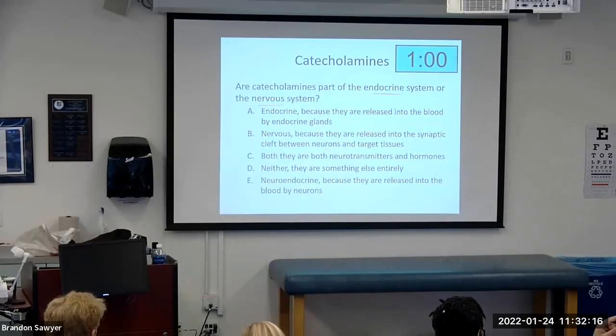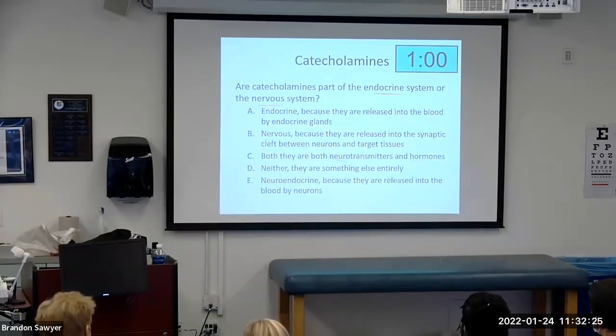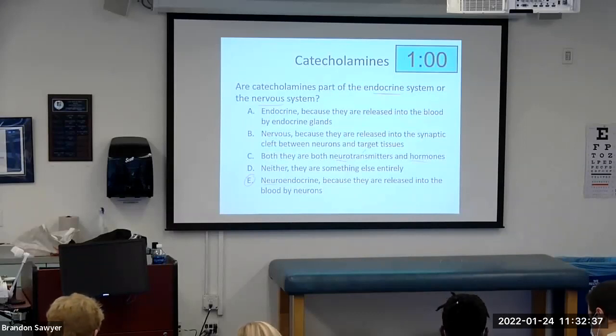But what do these things get released into? The blood. Yeah, so they're kind of a crossover. They're between the two, right? And so a lot of you said both. They're neurotransmitters and hormones. Some of you said this. And yeah, they can't really be both. So this would probably be the better answer. So neuroendocrine, right? So they're released by neurons into the blood. And that's considered neuroendocrine.